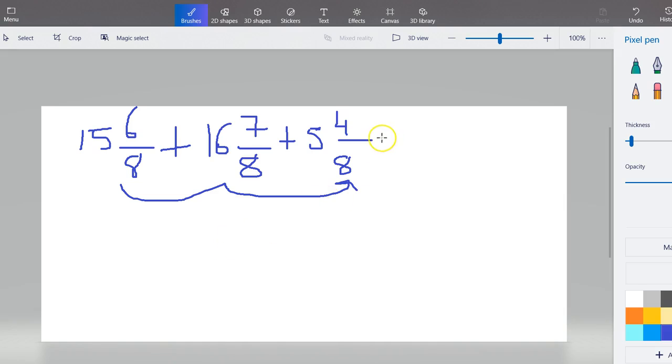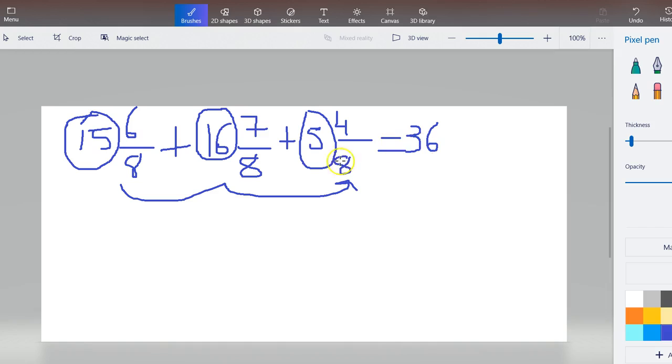Now we can add them together. It is interesting how much easier it is once we have already done the LCM. Now what we need to do is add the big numbers, or whole numbers, first. This will give us 36. Right? 15 plus 16 is 31, plus 5 is 36. And then we know that the fraction is going to have an 8 on the bottom. And now we just add the tops. 6 plus 7 is 13, plus 4 is 17.